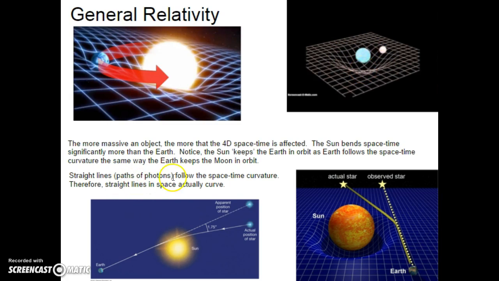And therefore, straight lines are the paths of the photons. They follow the space-time curvature. Therefore, straight lines in space actually curve. So when you look out at the night sky and you see that star in the distance, it might actually be behind the sun or behind another object. However, because it follows the curvature of space-time, where we observe it isn't necessarily where it actually is. There's your finality in general relativity.